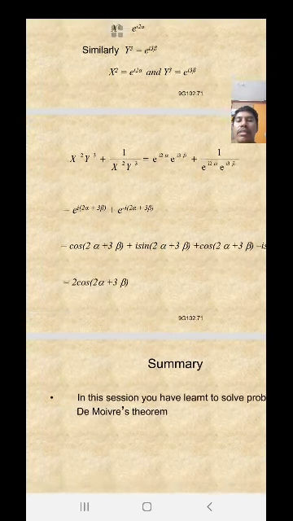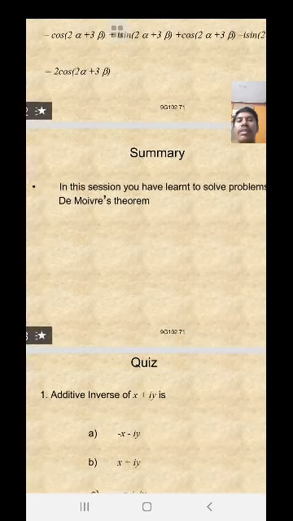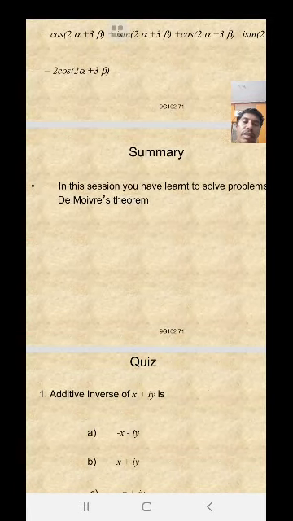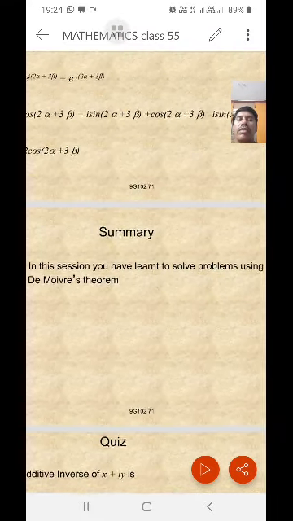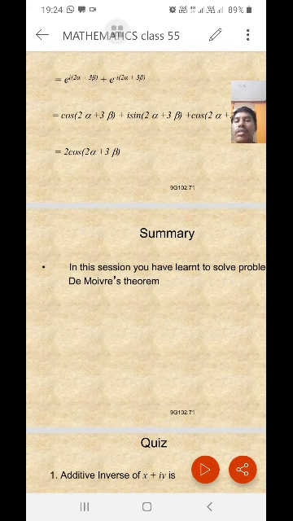Summary. In this session you have learned to solve problems using de Moivre's theorem. Here one thing we have to remember: e power i theta means cos theta plus i sin theta, and e power i n theta means cos n theta plus i sin n theta, because de Moivre's is power n means de Moivre's is applied. Simple.